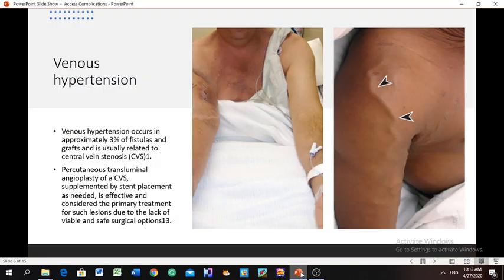Venous hypertension occurs in approximately 3% of fistulas and grafts and is usually related to central venous stenosis. Percutaneous transluminal angioplasty of the central venous system, supplemented by stent placement as needed, is effective and considered the primary treatment for such lesions due to the lack of viable and safe surgical options.